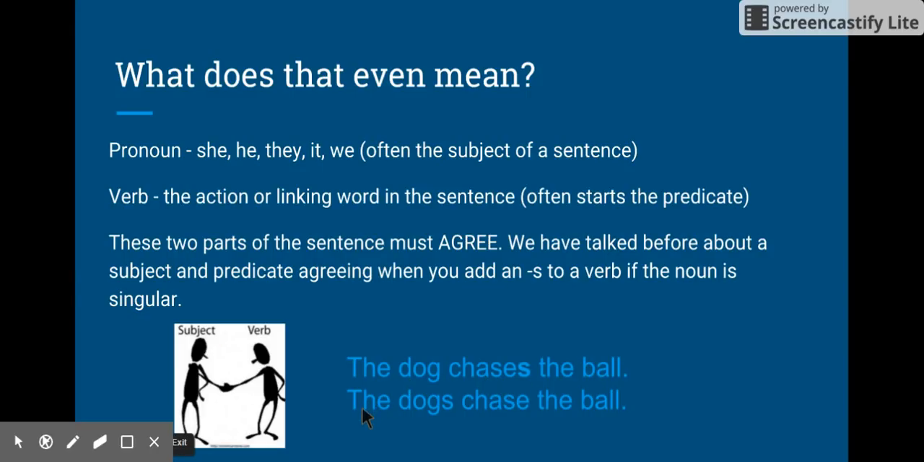When we have more than one dog, the dogs chase the ball. The way that I try and remember this is that you can only have an S on either the noun or the verb. It can't be the dogs chases the ball. That's too many S's. You can only have one on each.